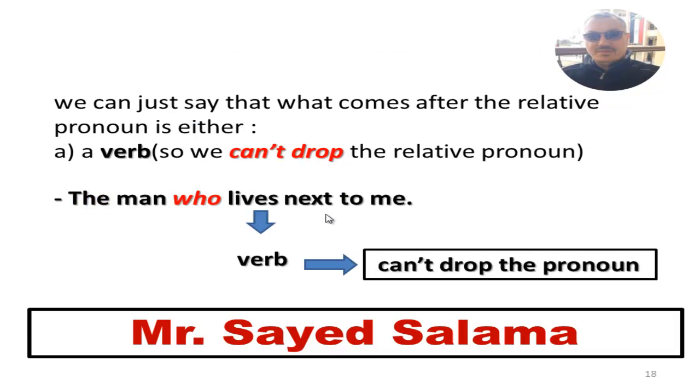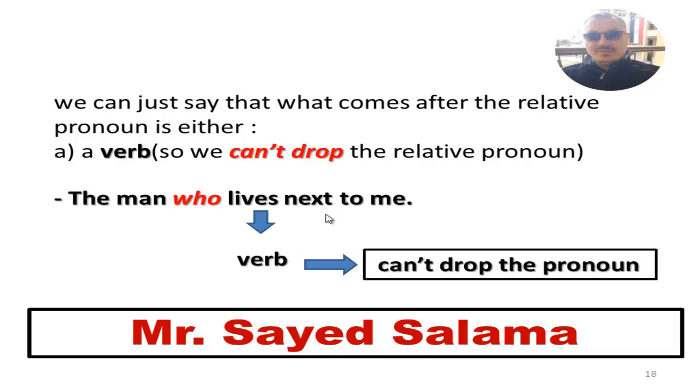We can just say that what comes after the relative pronoun is either a verb. So if what comes after the relative pronoun is a verb, we cannot drop the relative pronoun. It's impossible to drop it.